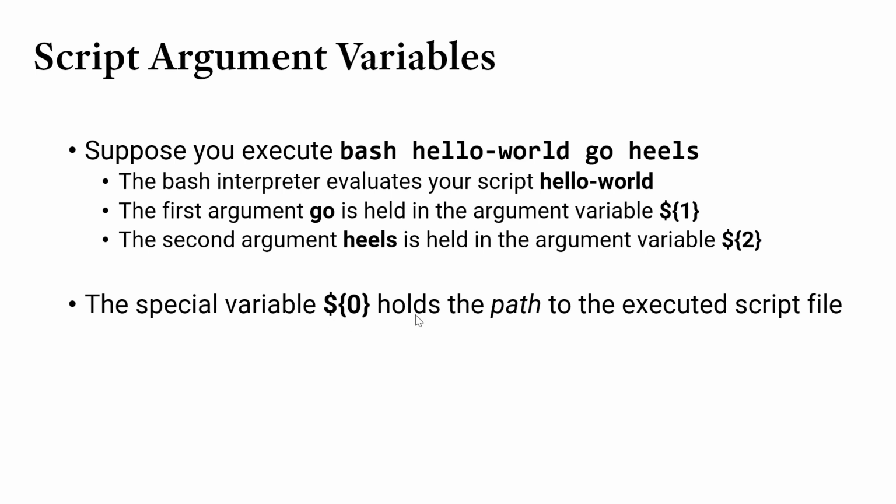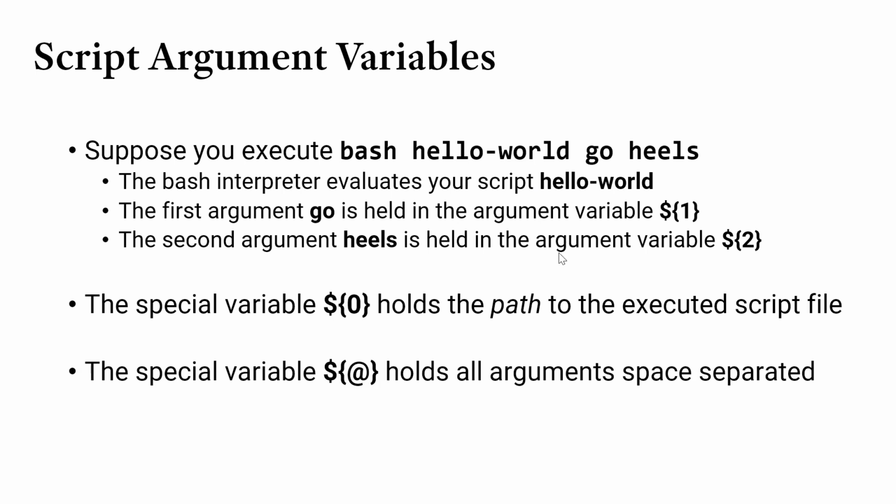There's another variable that's 0, and that would actually have hello world in it. It's the path to the script that got executed. You could try playing with that if you want to pause the video and try printing out the 0 variable in the hello world script we just ran. There's another special variable which we saw, which was the @ symbol, and it holds all of the arguments space separated. And we'll see where we might use that in a future part of the lesson.